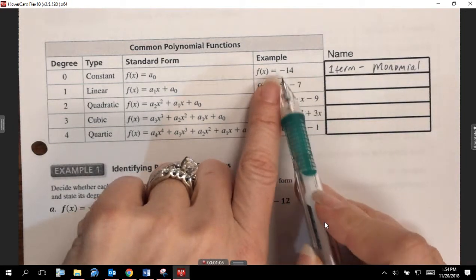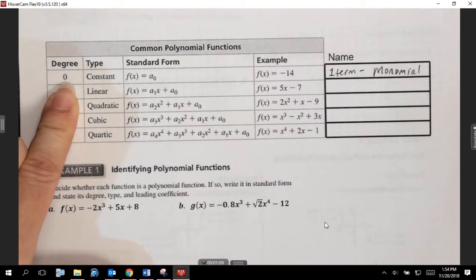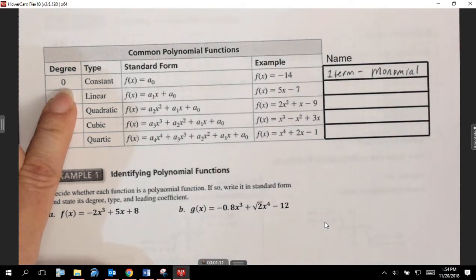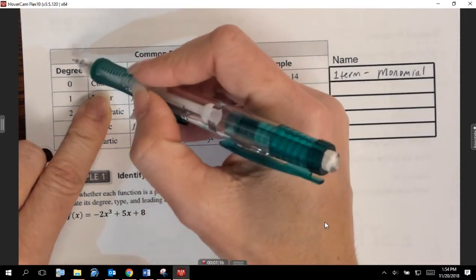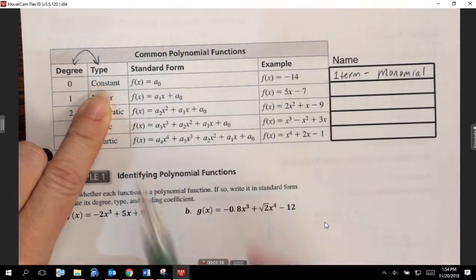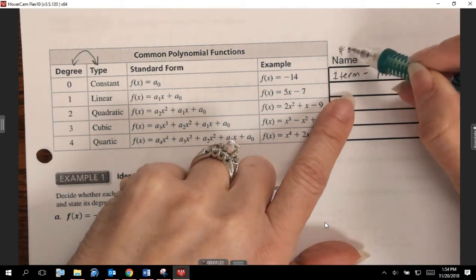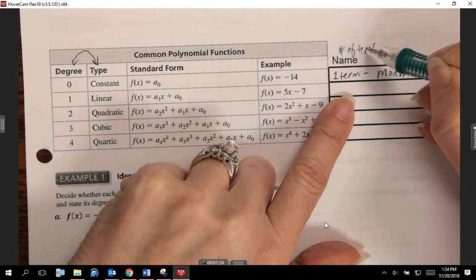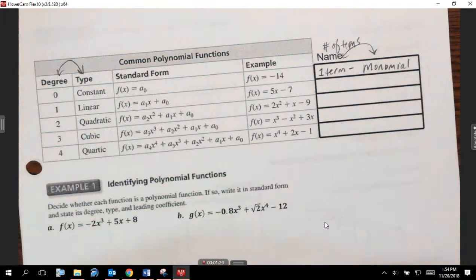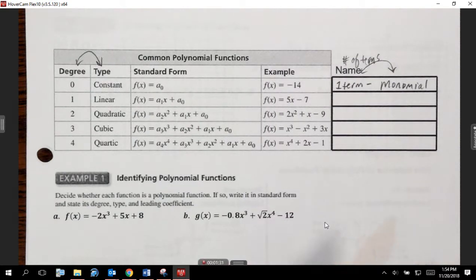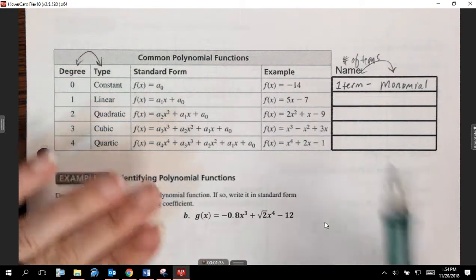And there's no x's at all, so the degree of this is 0. And because the degree of it is 0, we call it constant. So the degree right here determines the type, and over here the number of terms determines the name of what kind of polynomial it is, okay? So these are two separate categories. So we look at the next example.